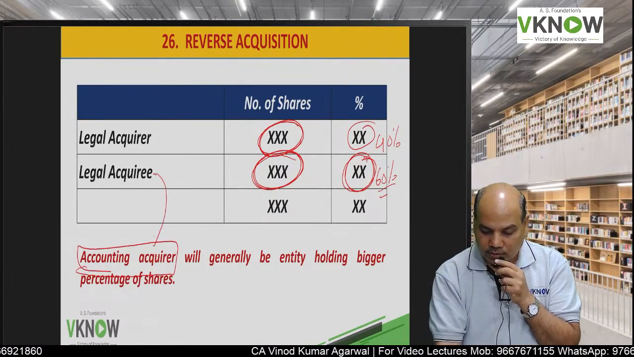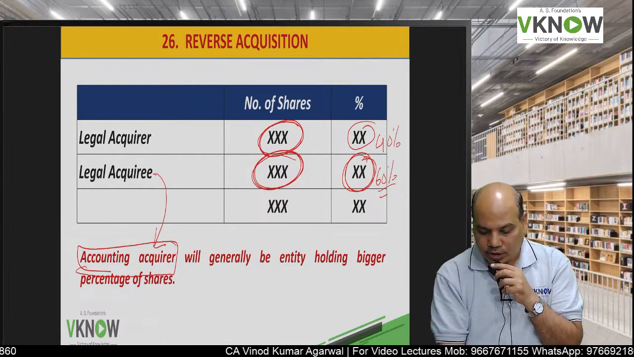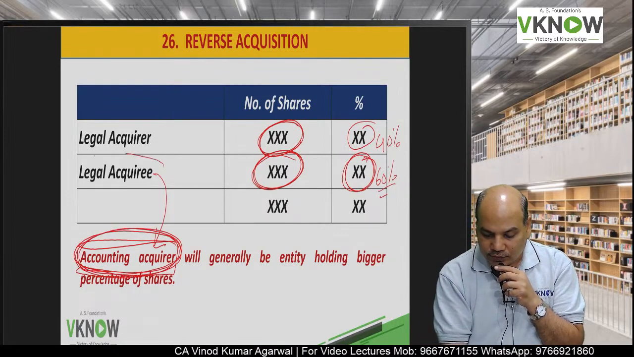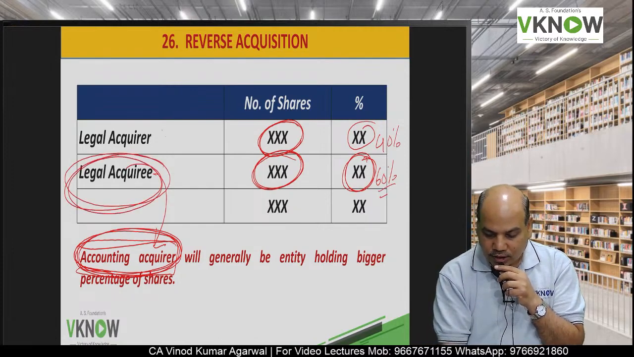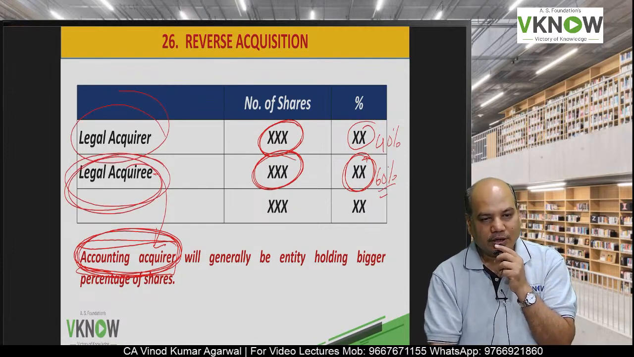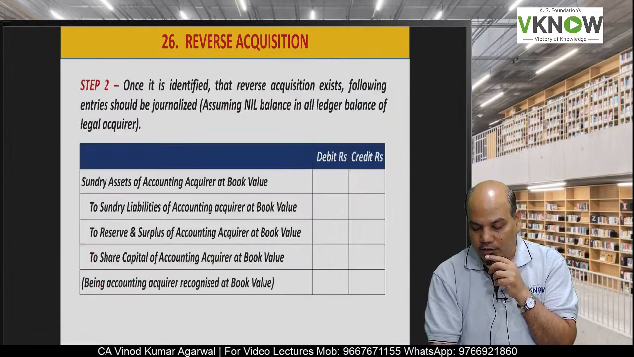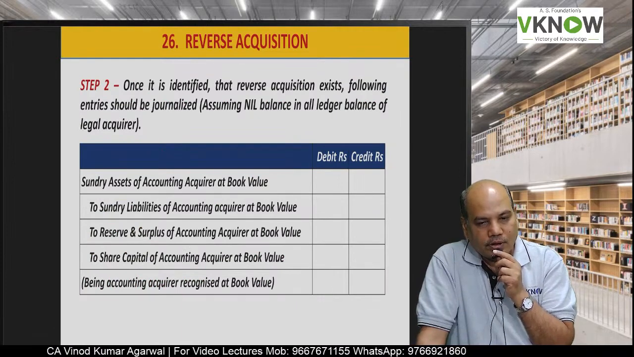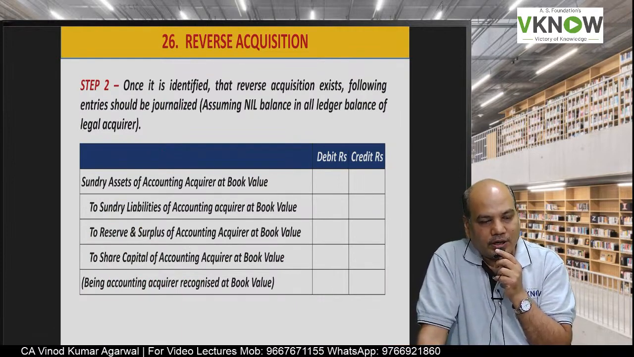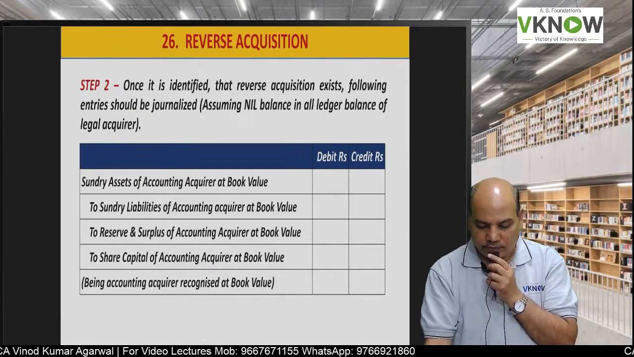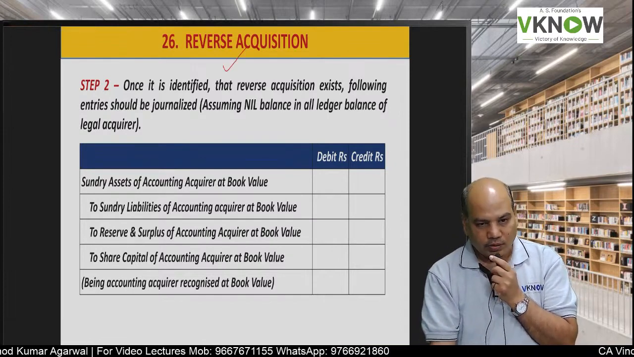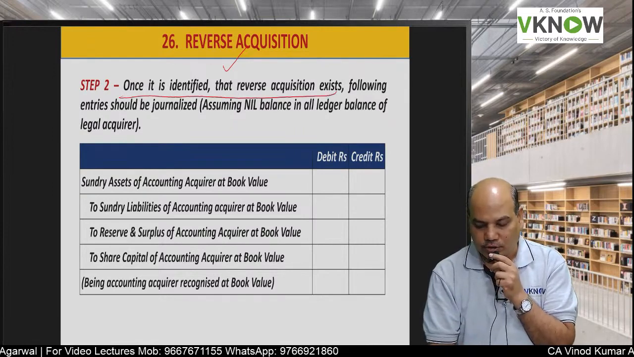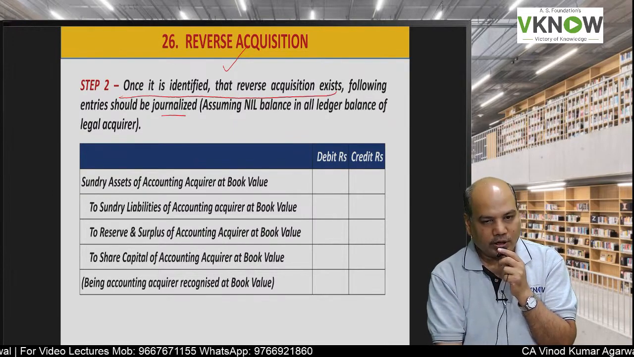So this will become the accounting acquirer, and we have to do the accounting as if this entity has acquired the other entity. So you have to think very differently. The one who holds the larger proportion of shares, that entity will be treated as the accounting acquirer. So how to do the accounting? Once you are sure that it is a case of reverse acquisition, then pass the following entries.